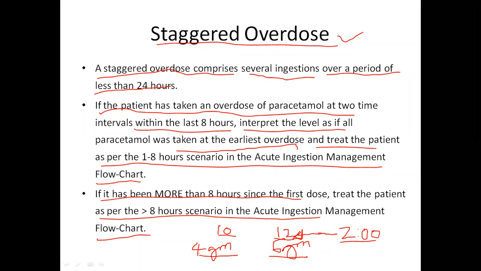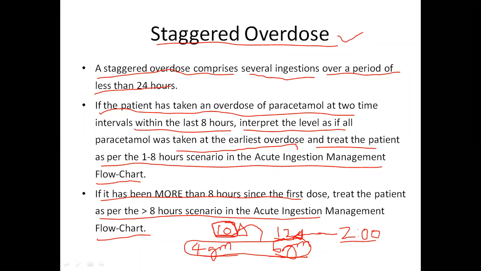12 is the nearest one, but yes, the earliest one means the before is 10. So what we consider is, we consider all the 10 gram, the one he took 4 gram and then he took 6 gram, we consider he took all the 10 gram of paracetamol at 10 o'clock in the morning.